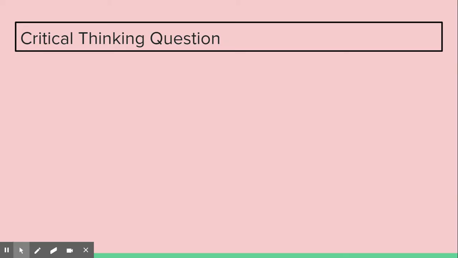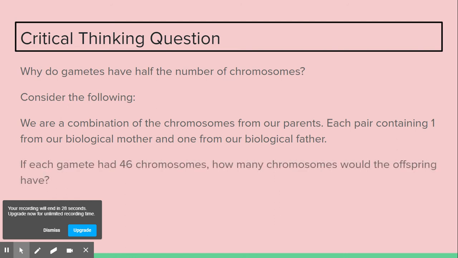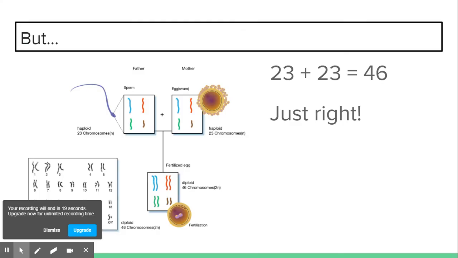Why is that? Let's think about that. Why do gametes have half the number of chromosomes? Consider the following information. We're a combination of chromosomes from our parents, each pair containing one from our biological mother and one from our biological father. If each gamete had 46 chromosomes, how many chromosomes would the offspring have? Well, they'd have 92, and that is just too many. So if we instead have haploid cells, a haploid sperm and a haploid egg, one copy each of the 23 chromosomes, put together they will create 23 pairs. This is it for part one of chromosomes.